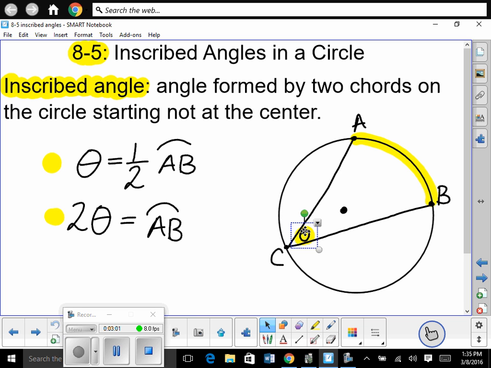So if this is 40 degrees, what's this arc? 80, right? 2 times the angle would be the arc. You wouldn't say the angle's equal to the arc, that's a central angle, right? Is everybody good with that? So one more time, if this is 100 degrees, what's the arc? 200 degrees. So let's go backwards. If the arc is 300 degrees, what's the angle? 150. Good. So you guys are getting it.